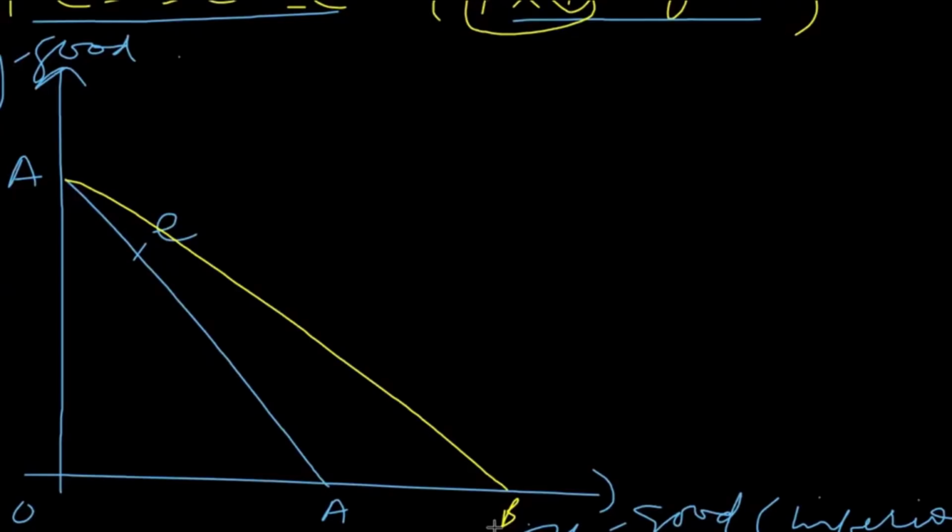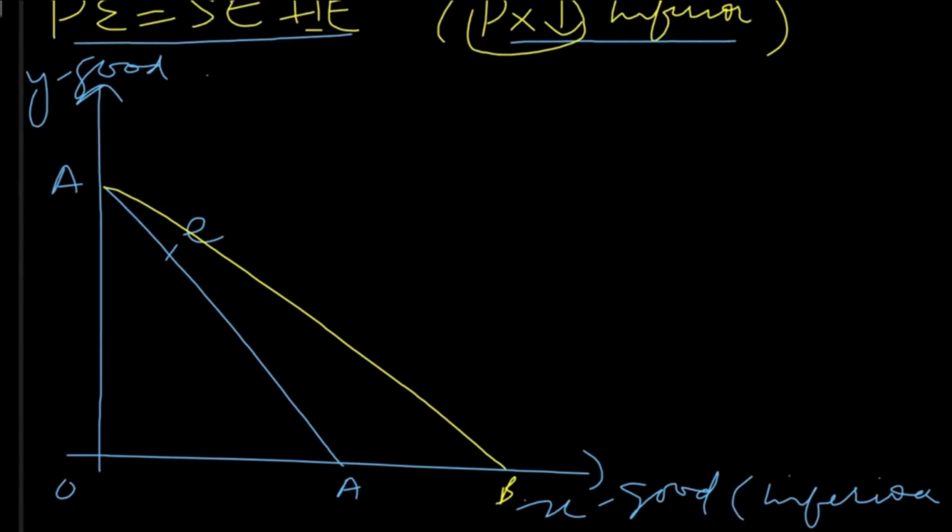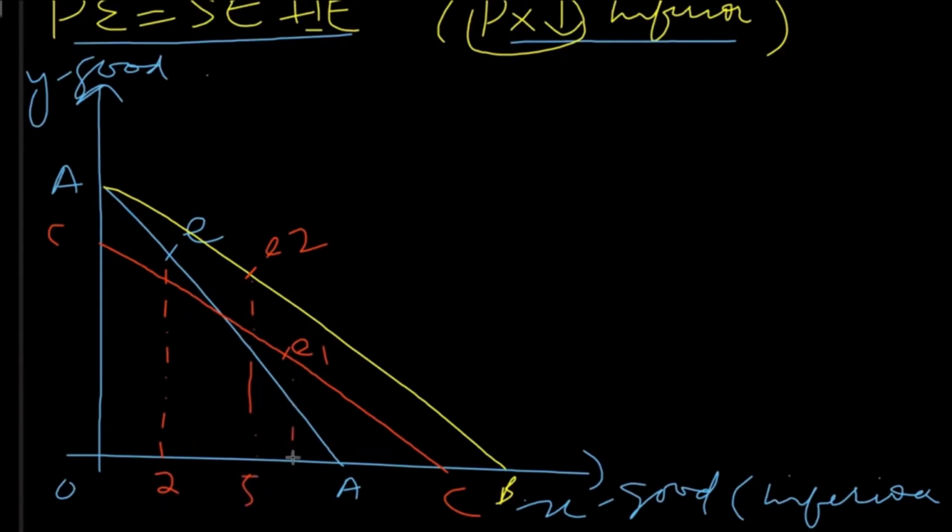A new budget line will look like this, which will be parallel to the budget line AB, and it will cross budget line AA, and we suppose that this is budget line CC. For substitution effect, new equilibrium should take place somewhere at point E1, and for price effect, now price effect should take place somewhere at point E2, and again we will find out combinations. Initially consumer was, let's say, purchasing 2 units of X good, and here he is purchasing 5 units of X good, and let's say it is 8 units of X good.